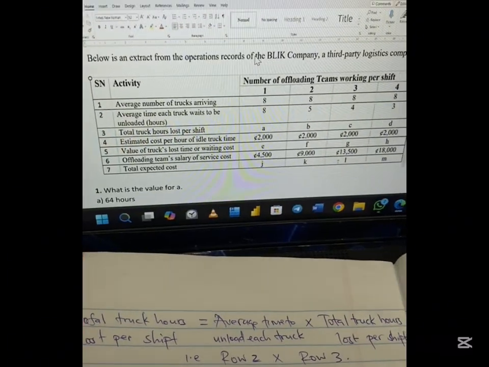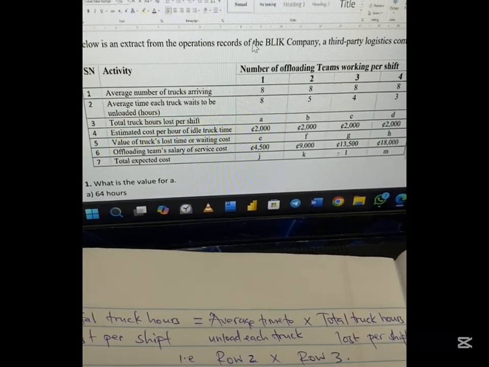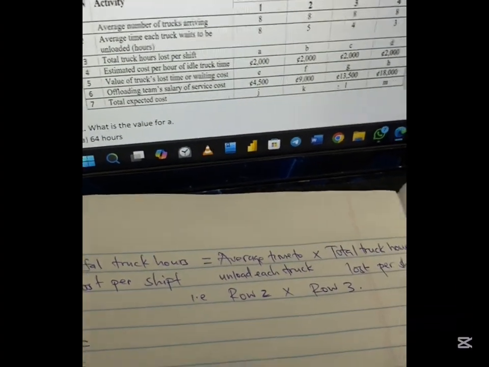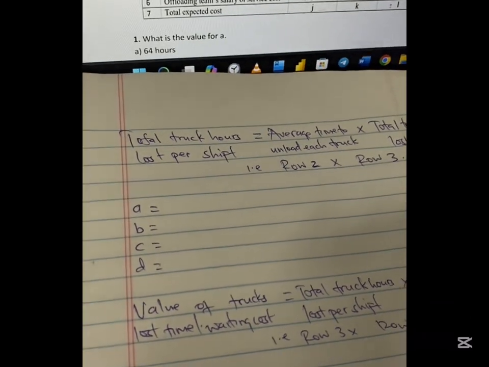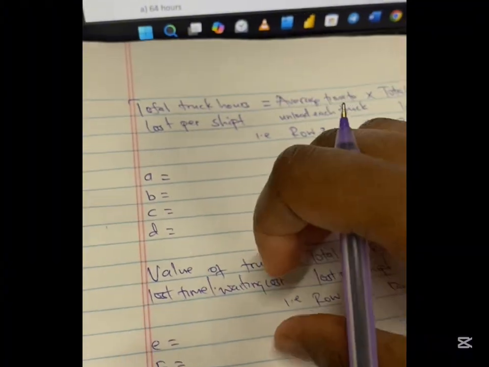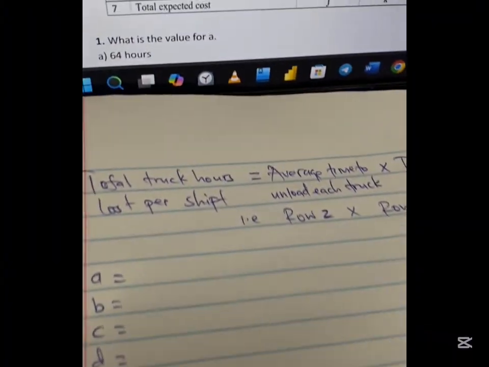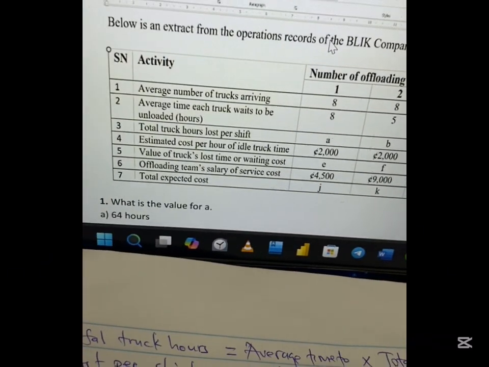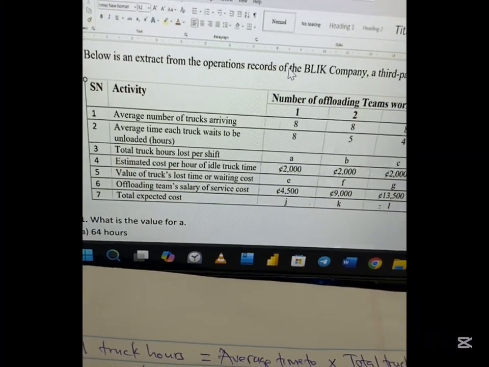So normally for these kinds of questions, all your calculations will come from the values you are required to get. You can create a table, or you can draft out the way to calculate the unknown values, which are A, B, C, D, E, F, G, H, and then J, K, L, and M. So to calculate A, B, C, D, that is the row of total truck hours lost per shift.